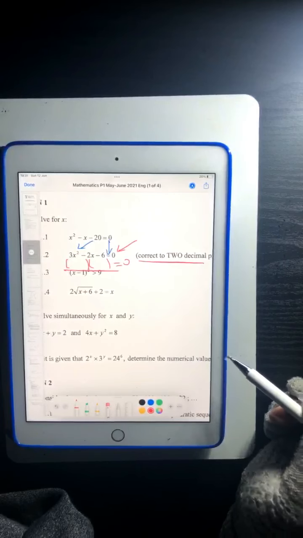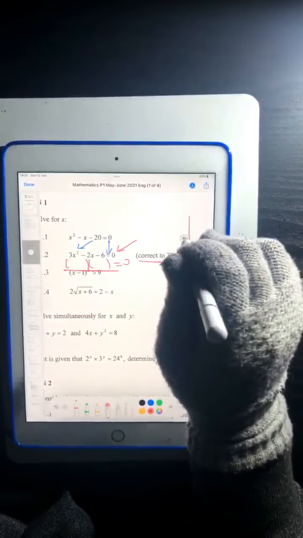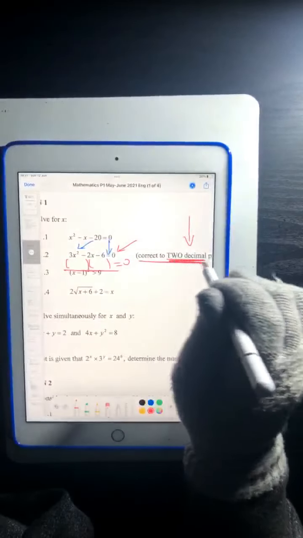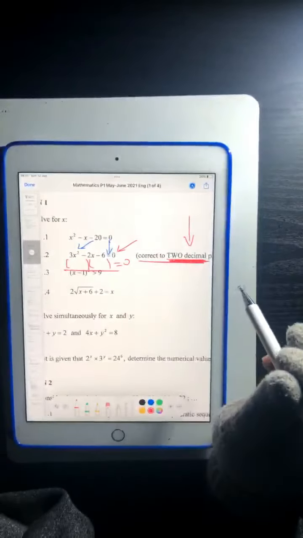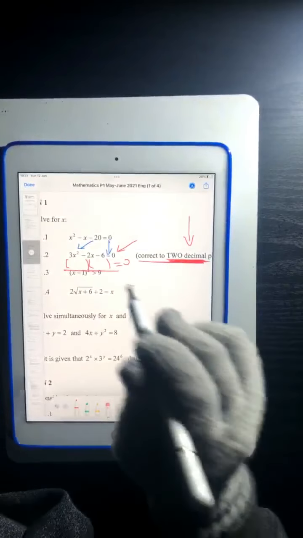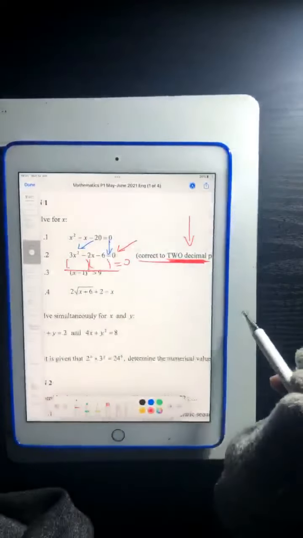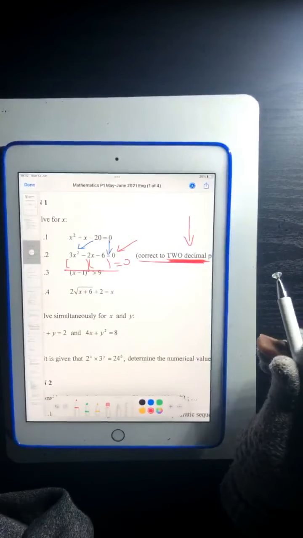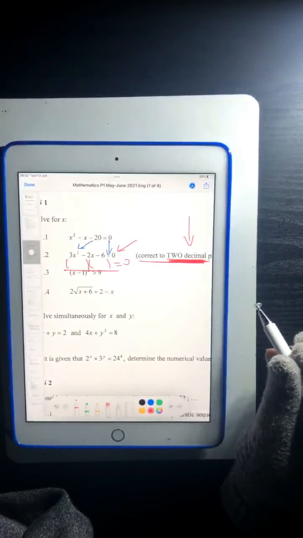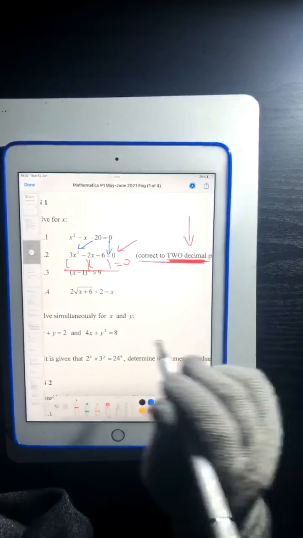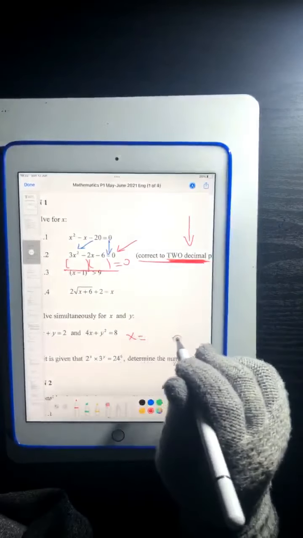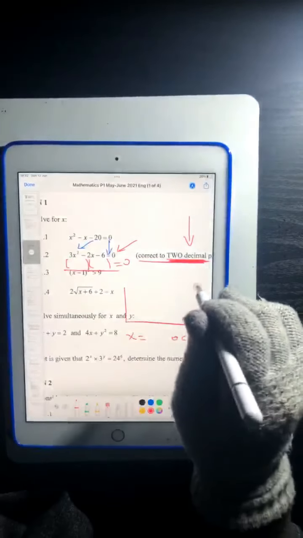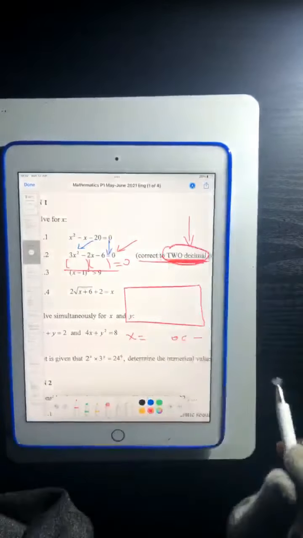The reason why you use this is because you cannot find the factors using your head because they are in a form of a decimal. Does it make sense? Yes. So that is why you end up using a quadratic formula. This thing serves as a hint to say correct to two decimal places. Then you know that you cannot easily find the factors because they are in a form of a decimal.